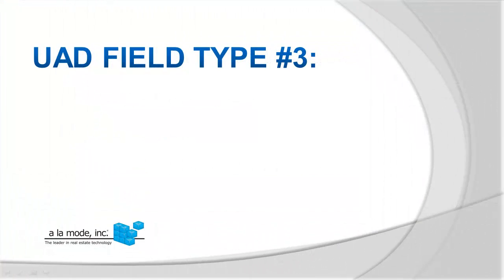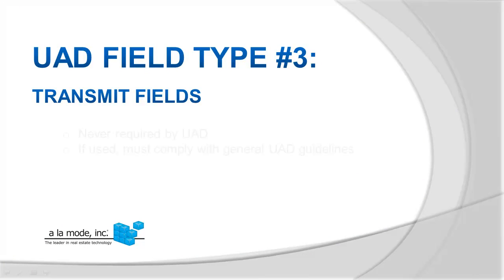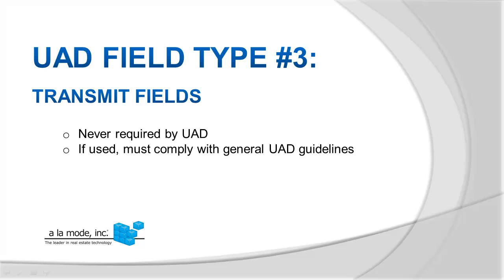The third type of field is called a transmit field. In essence, a transmit field is an instruction to the software provider that should the appraiser choose to fill out a field, the data must be included in the final XML. For an appraiser, this means that you are in complete control of whether or not a transmit field is even used in the report. However, should you decide to use a transmit field, certain UAD guidelines must then be met.